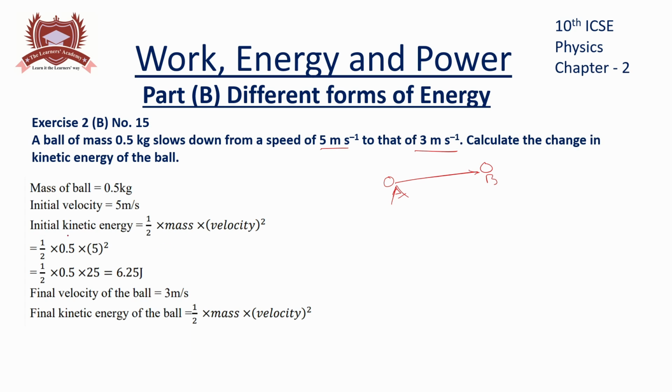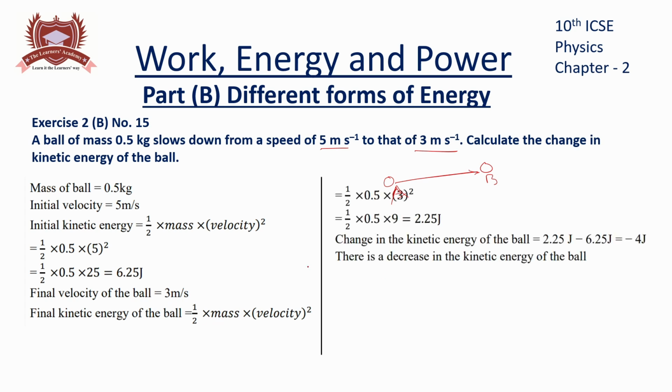So what is the initial kinetic energy? The initial kinetic energy would be half into mass into velocity square. So it would be half into 0.5 into 25, which would be 6.25 joules. Now, when the velocity is 3 meters per second, then the kinetic energy would be half into mass into velocity square. So that is going to be equal to half times 0.5 times 3 square, so half times 0.5 times 9. So that would be 2.25 joules. So this is the final kinetic energy.